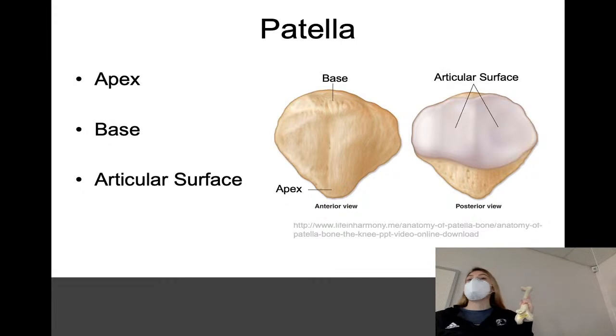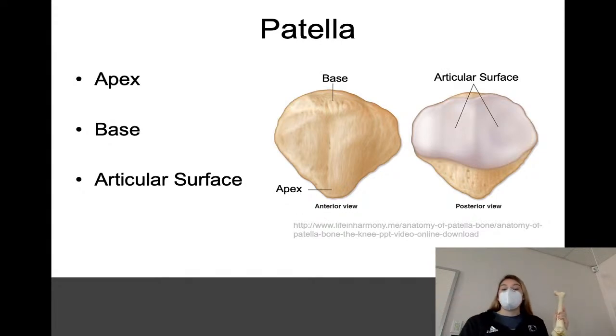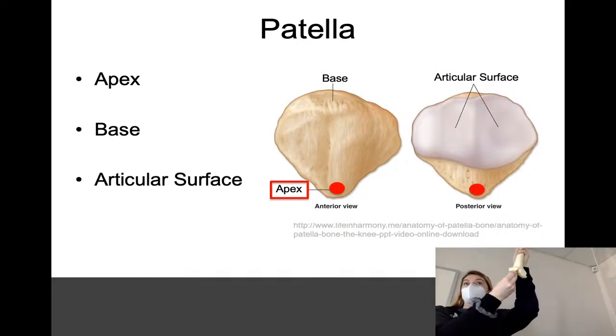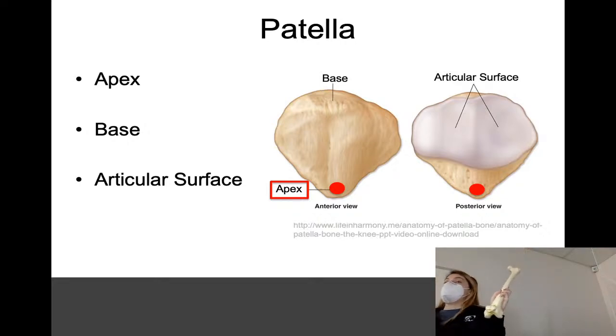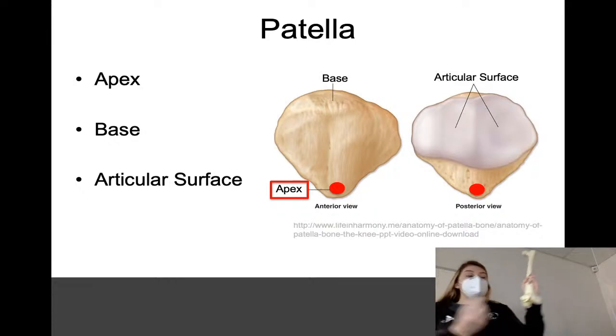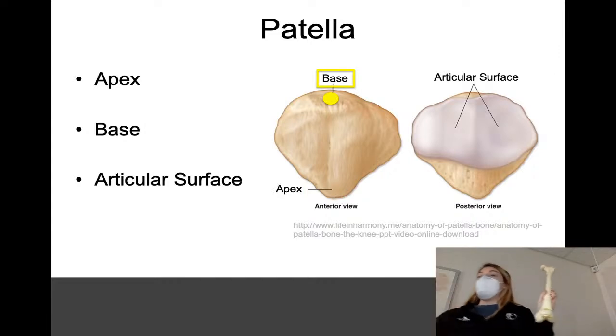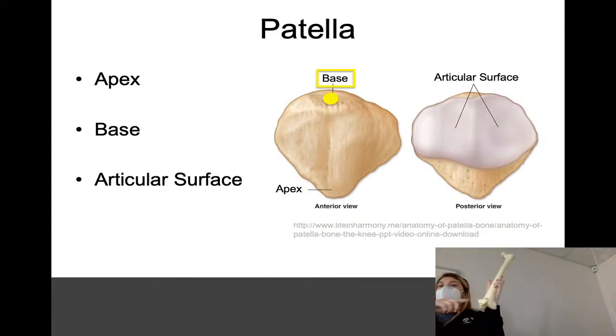So the patella has an apex and a base. In my opinion, these are switched, and I always mess them up in my head. The apex is the point, and it is the bottom. So the inferior edge is the apex, which in my head is opposite. I think of apex as being like the peak, the top, but it's not. So the point is the apex, and that's the inferior surface. And the base is actually the top, which again seems contradictory in my opinion. So the apex is a point, and the base is going to be a larger surface area, which is why it's called the base.